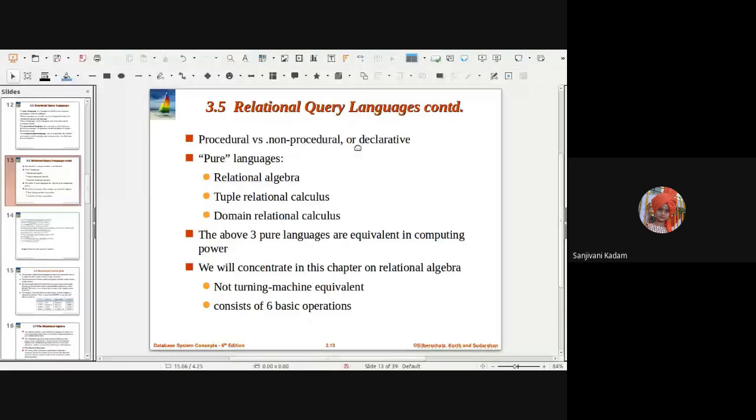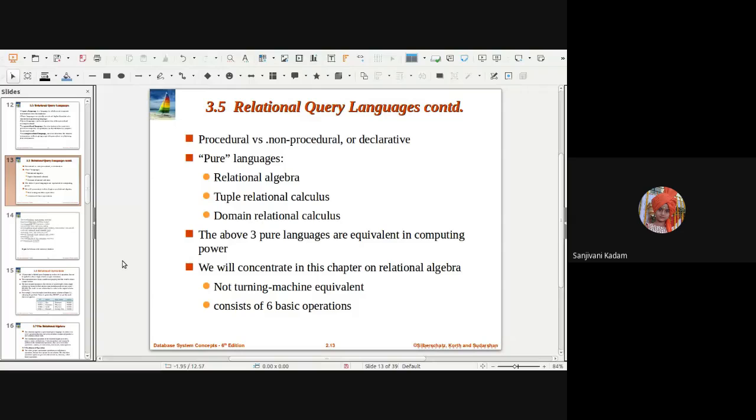Declarative is also another name given to the non-procedural. Only declare what is required without mentioning how to retrieve those data. That's why it is different from procedural, which mentions how to retrieve those data and what data is required. But in case of non-procedural, we are only giving which data is required without specifying how to retrieve those data.